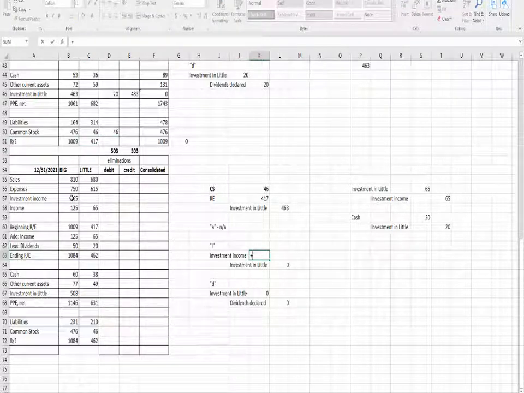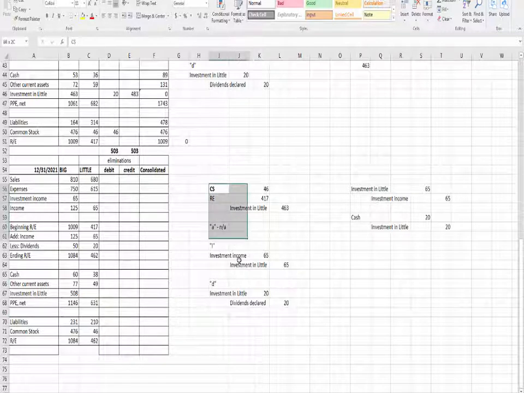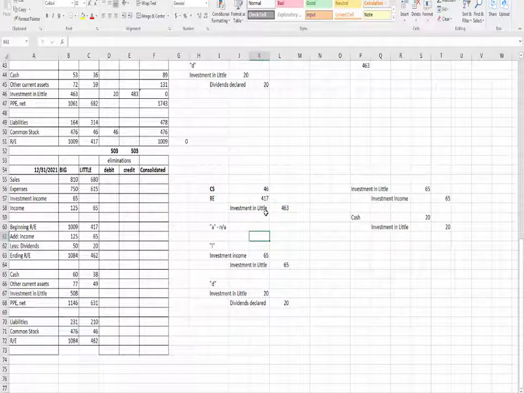Okay, investment income, again, easiest entry of them all. We see there's investment income of $65. That has to be eliminated. Dividends declared, $20. And again, we are the sole shareholders, so we got all of that. Okay, so again, we've done the hard part, our 3 elimination entries. At this stage of the game, it should be a visceral impossibility for you to make a journal entry that doesn't balance. So we have 3 journal entries where debits equal credits.